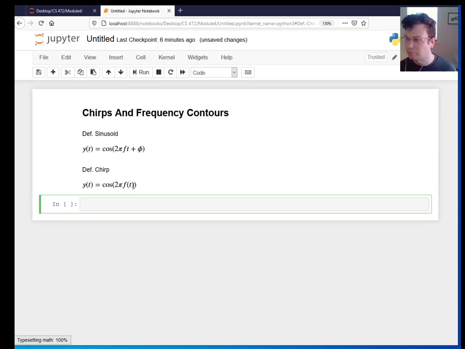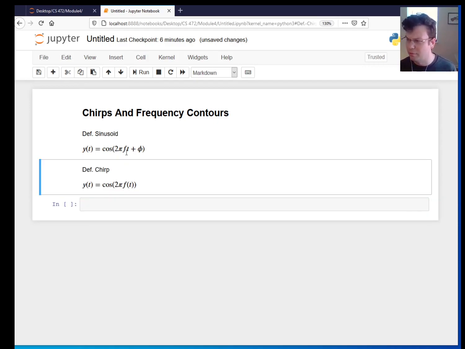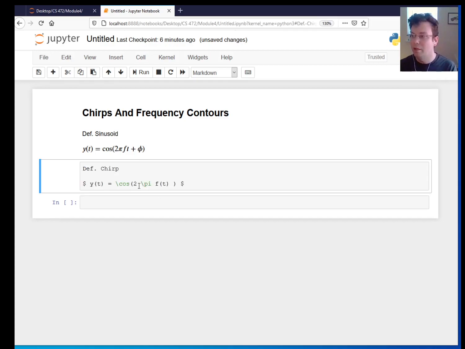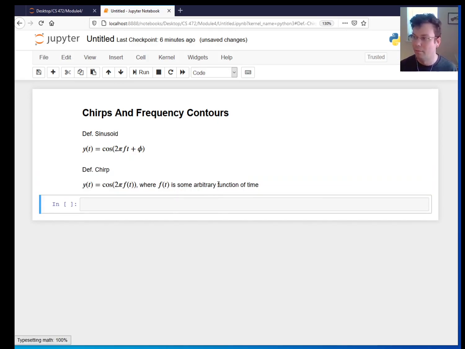And that's it. Now it looks like all I did was just change some symbols around. Like, what's really different with this other than it's missing the phase? Well, actually, I want to think of f of t as some arbitrary function of time. So, for example, just to show you, a sinusoid is a chirp.